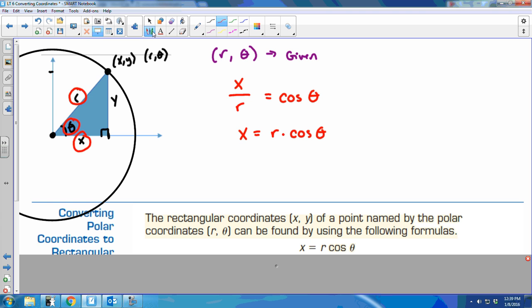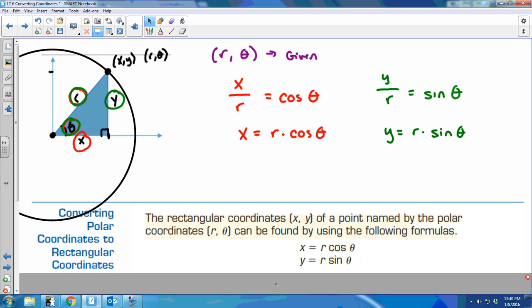In the same way, let's say I wanted to know y. If I have y and r and theta, then if you're looking at the theta angle, you have the opposite side and the hypotenuse. And opposite and hypotenuse is sine. So y over r equals sine theta. If I solve for y, I get y equals r times sine theta, which is the second equation I gave you.